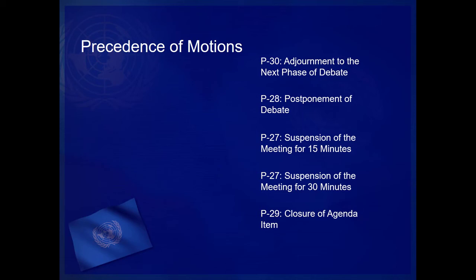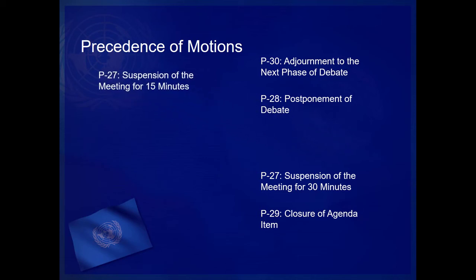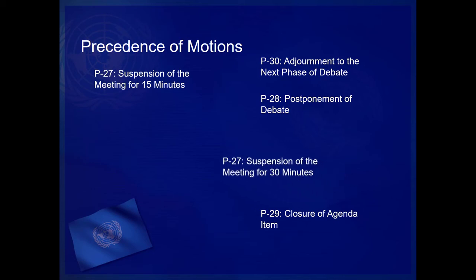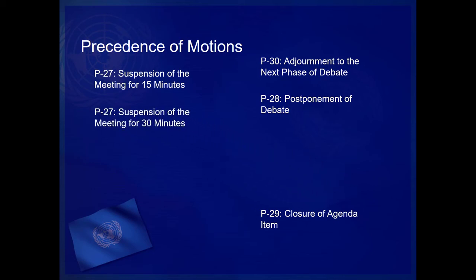First, the committee would vote on the 15-minute suspension, since P27 has the highest priority. If that motion failed, the committee would then vote on the 30-minute suspension. If either of the P27 motions passed, the committee would immediately go into suspension. Any remaining P27s would be nullified, but any other motions would remain on the floor and would be voted on after the break. The next highest priority would be the P28 to postpone debate on the topic.